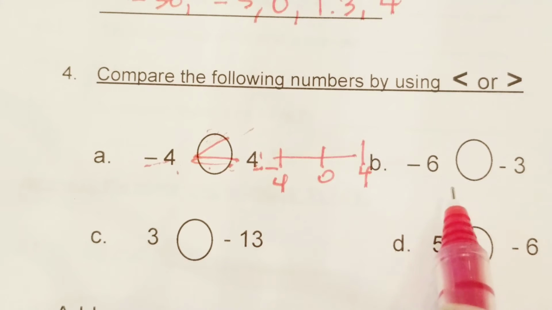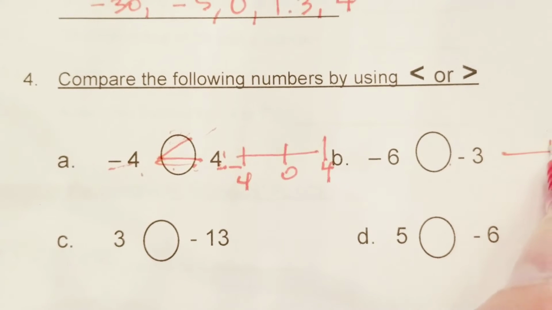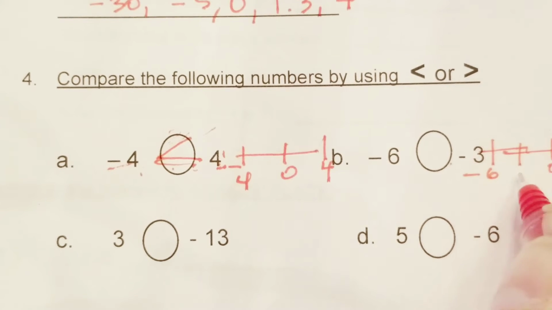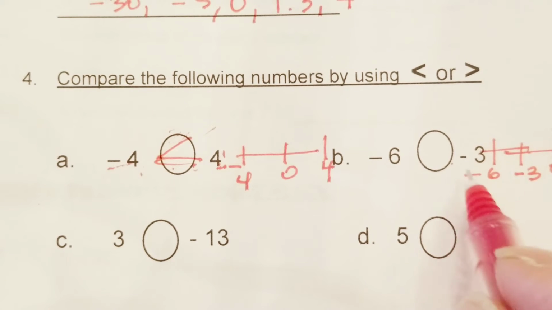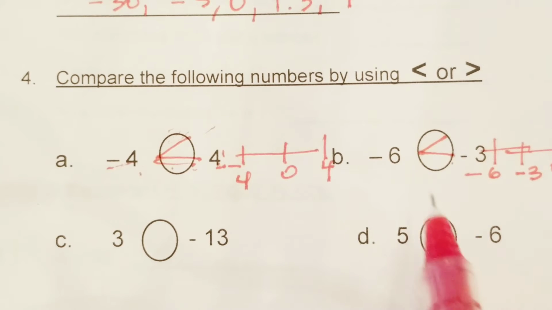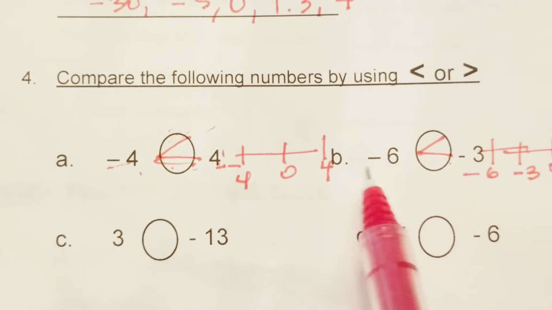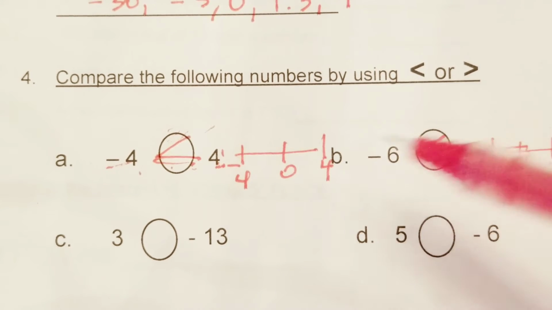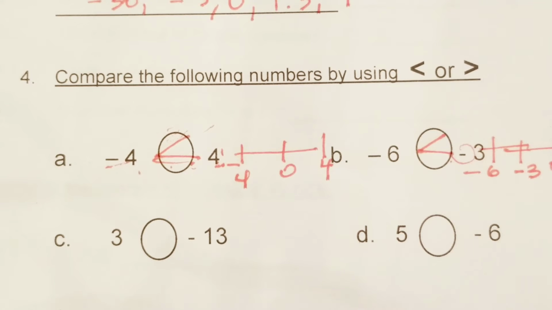How about B? -6 and -3. Well, on a number line, here's 0. -6 is further to the left, and then -3 goes to the right, closer to the positives. So -6 is less than -3. Sometimes we get tricked right there because we say, oh, 6 is greater than 3. But remember these negative signs here. -6 is further to the left on the number line, so it's less than -3.